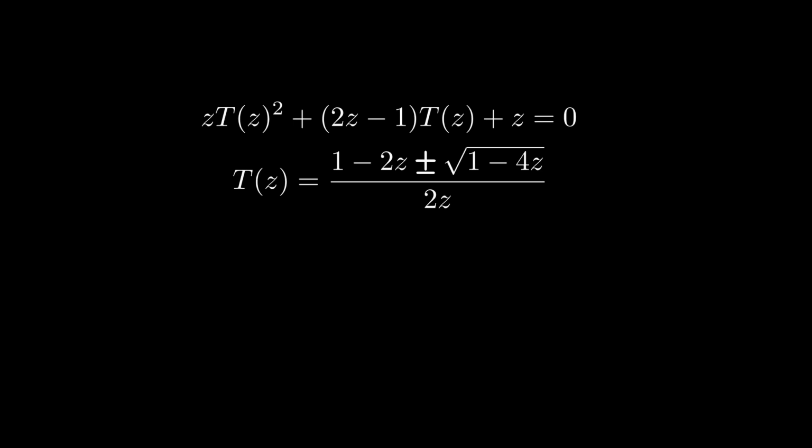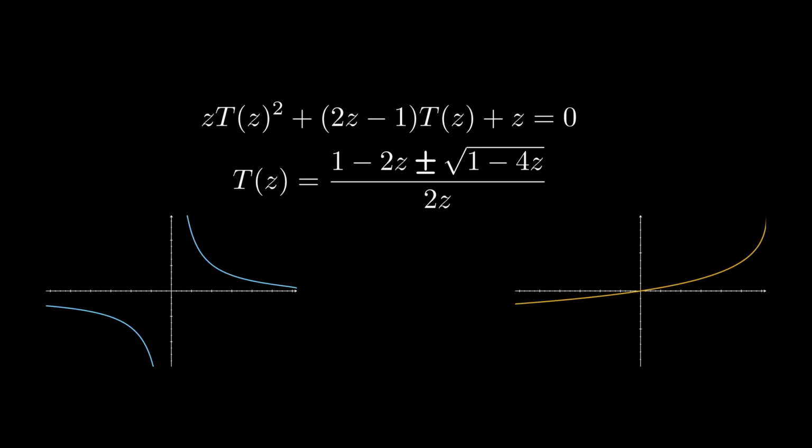Then we have determined that T must be one of two functions. Let's graph them. In blue on the left, we have 1 minus 2Z plus the square root of 1 minus 4Z all over 2Z, and in orange on the right, we have 1 minus 2Z minus the square root of 1 minus 4Z all over 2Z. Power series are continuous at z equals 0, so of the two options, plus or minus, we see that we must choose minus. And boom!